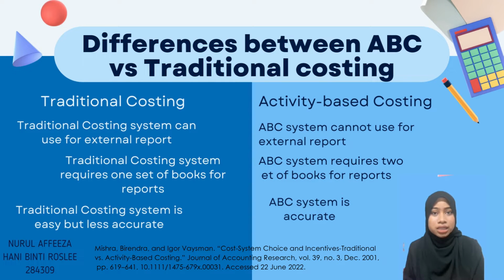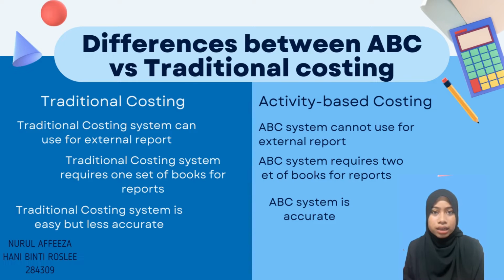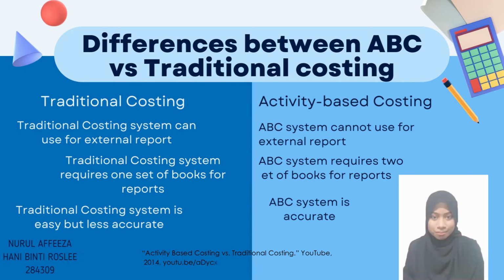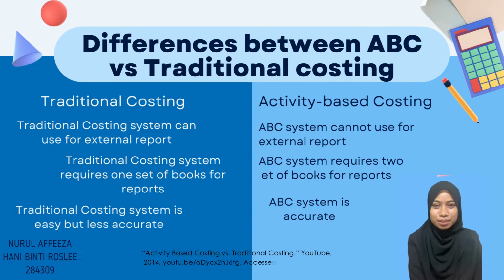Third, an ABC system does not conform to generally accepted accounting principles, which is GAAP. Product costs computed for external reporting purposes must include all the manufacturing costs and none of the non-manufacturing costs. But in an ABC system, product costs exclude some manufacturing costs and include some non-manufacturing costs. It is possible to adjust the ABC data at the end of the period to conform to GAAP, but it requires more work.